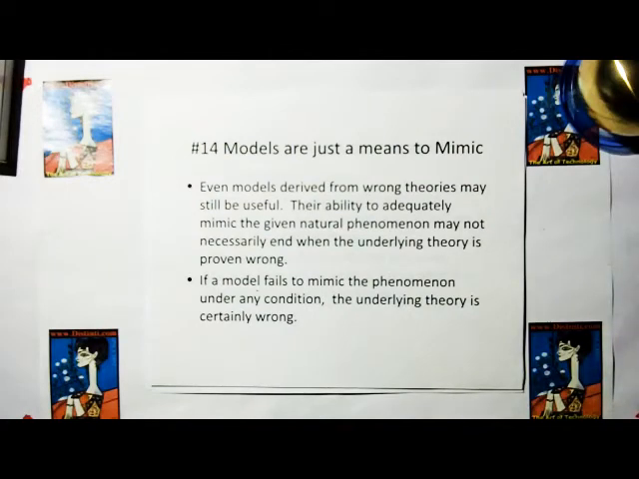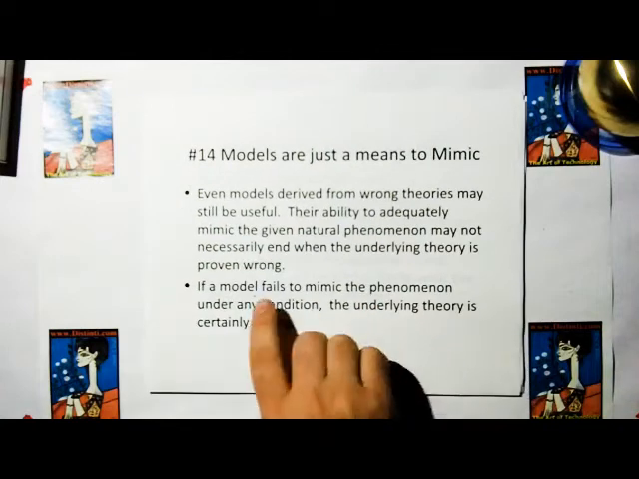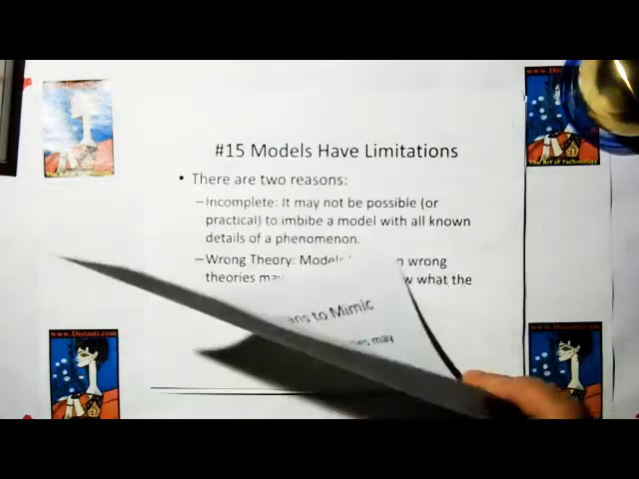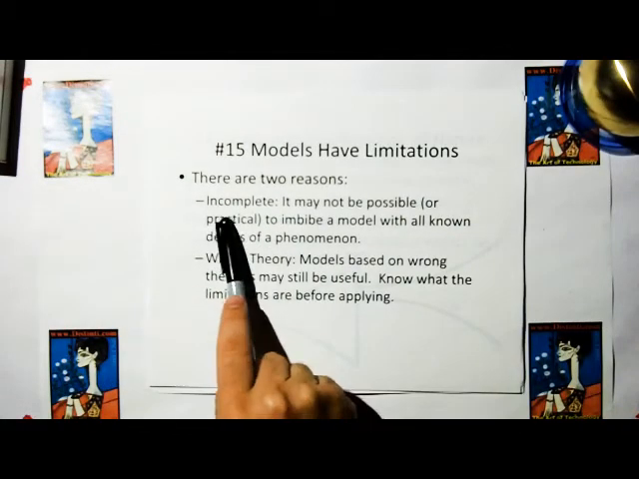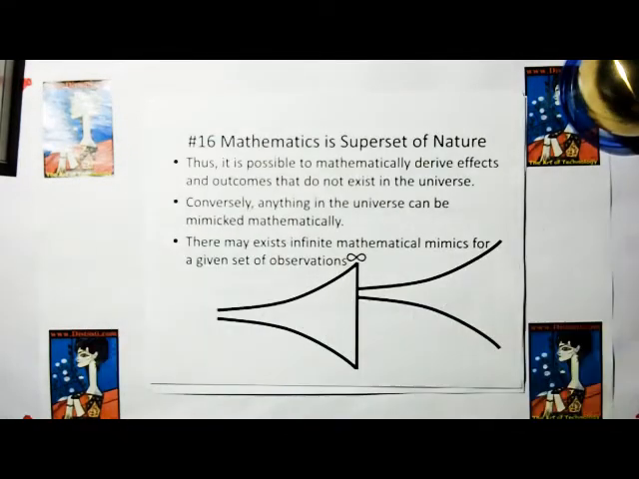Models are just a means to mimic. Even models derived from wrong theories may still be useful. But if a model fails to mimic the phenomenon under any condition, the underlying theory is certainly wrong. Models have limitations, usually for two reasons. Most of the time, models are incomplete. It may be impossible to get a complete model. And most often, model theories are going to be wrong, and models derived from wrong theories are going to be wrong, or going to be incomplete.